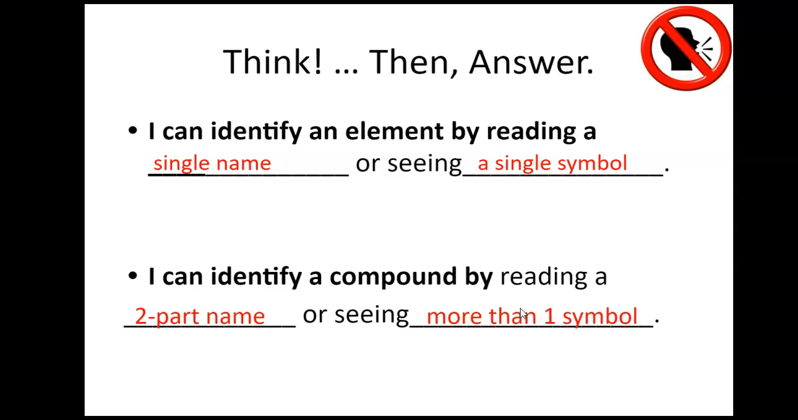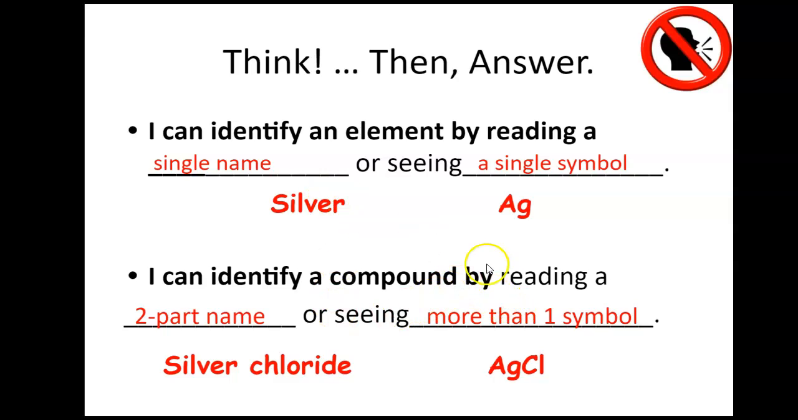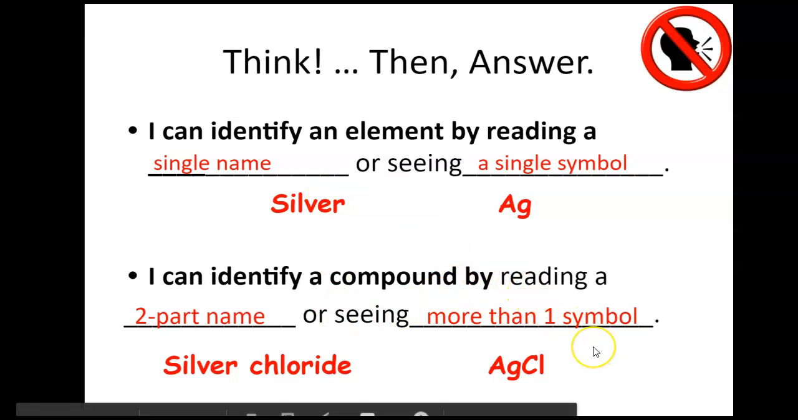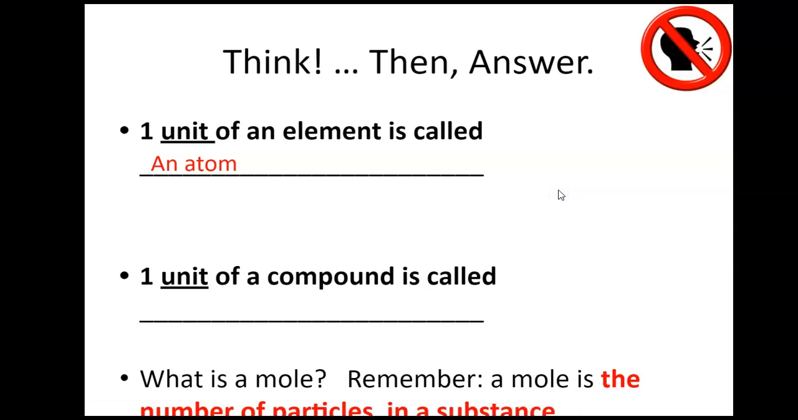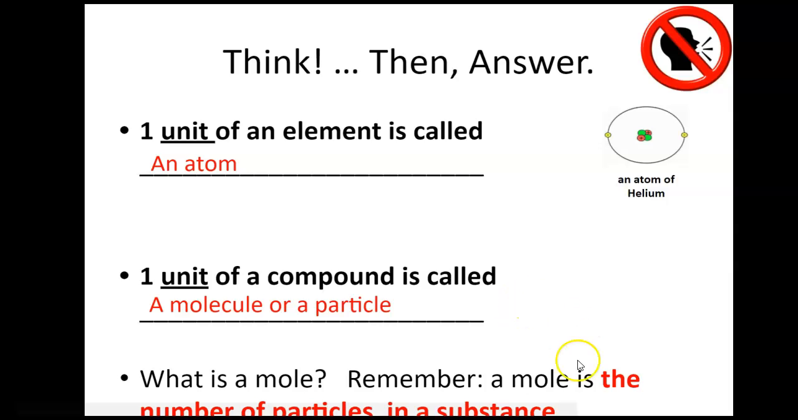First, I can identify an element by reading a single name or seeing a single symbol. So silver would be one example, and Ag. You can also identify a compound by reading a two-part name like silver chloride or AgCl. And so we have now gotten to that point. Good news, you are building your scientific vocabulary. So we need to remember that 1 unit of an element is called an atom, and 1 unit of a compound is called a molecule or a particle. So that is good stuff to remember.